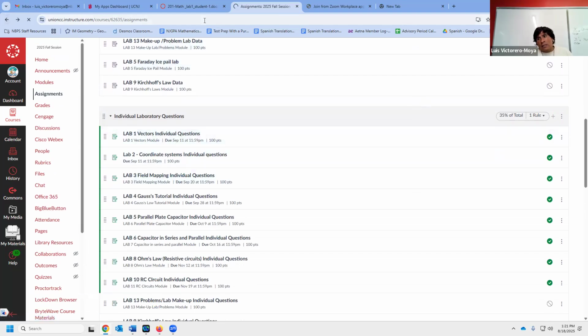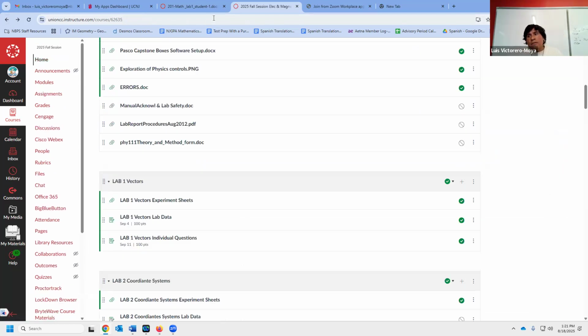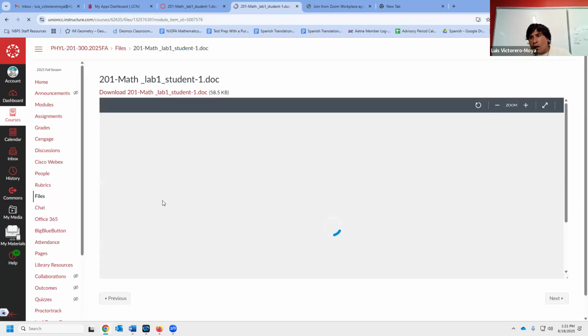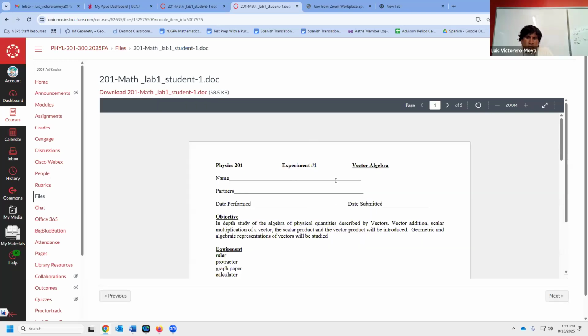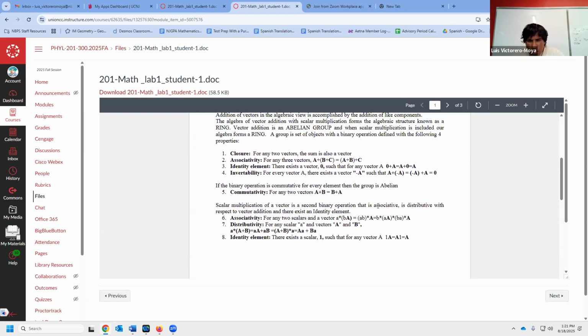Okay. Now it's online, so you're not going to be doing an experiment in class, but you're going to be doing a few questions based on the experiment per se. So experiment 1, vector algebra. So we're going to start with a review of vectors.